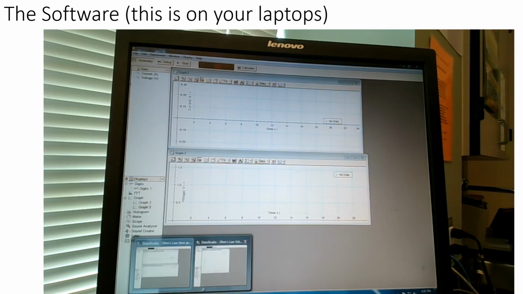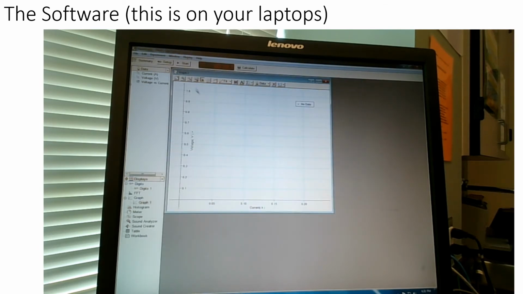Later on, we're going to use another file called Ohm's Law, voltage versus current. And this places both of those, voltage and current, on cross axes here. So voltage is on the y and current is on the x. This means we're not seeing what happens at different points in time, but we are going to be graphing what happens at different points in time.